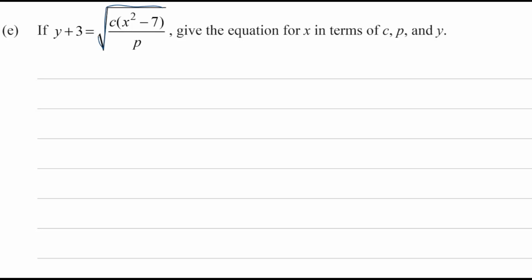And it's all under a square root. So to undo a square root, we will square both sides. So that will be our first step. We're going to slowly unravel the x. So squaring both sides, y plus 3 will now be squared.